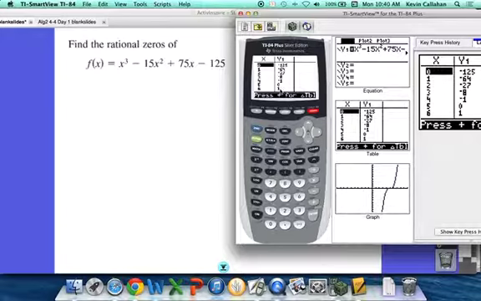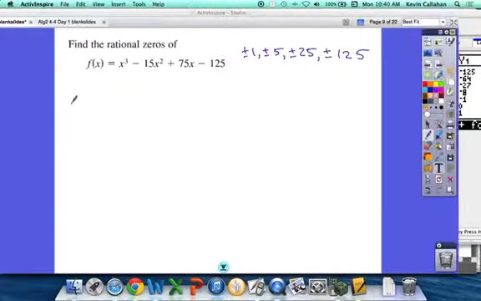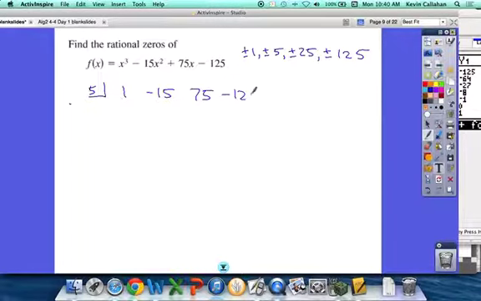So instead of going through some long list of the possible rational zeros, go to your calculator, find one. But then you need to divide it out because those last two could be anything. They could be irrational, they could be imaginary. And the only way you'll know is with the quadratic formula. So you've got to reduce the polynomial to a quadratic so you can get the last two. So let's go through and do our synthetic division. Put 5 in the bracket, 1, negative 15, 75, and negative 125.